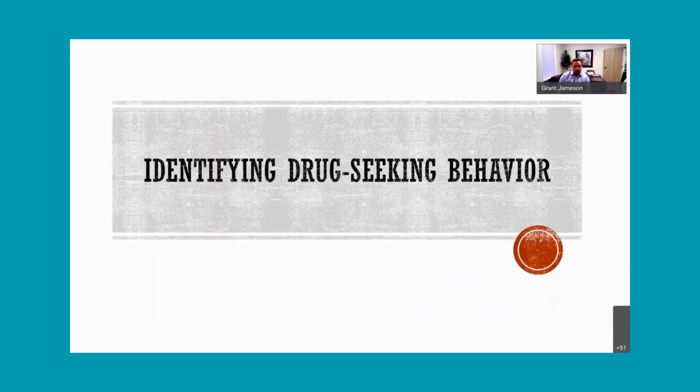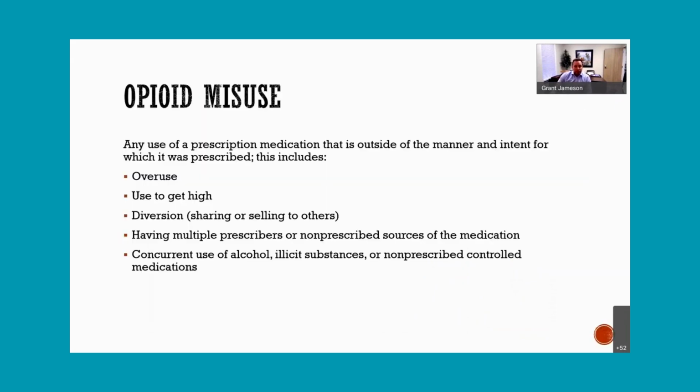So the next section of this presentation is about identifying drug-seeking behavior in a patient that comes to your office. And just a definition here. Opioid misuse is something that we always want to have on our minds. It's any use of prescription medication that is outside of the manner it was intended for. So we're all well aware that patients can overuse the medication when we prescribe it. They're not using it as prescribed.